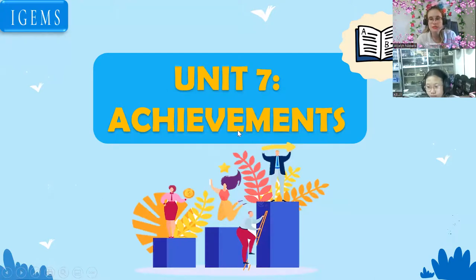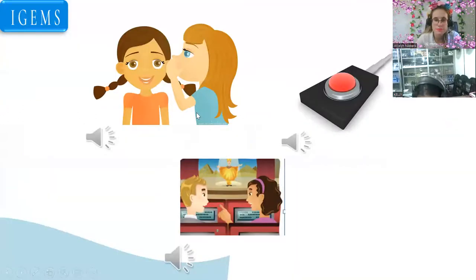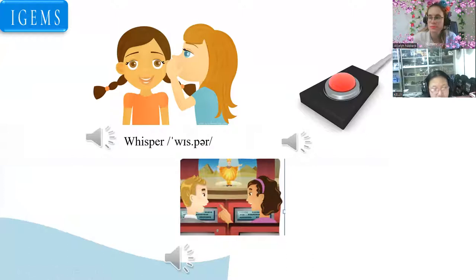Okay, so Unit 7, Achievements. Lesson 3, are you ready? Yes, already. Okay. Lesson 3, an afternoon at the opera. Whisper. Okay, whisper.